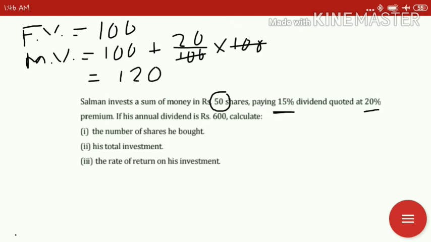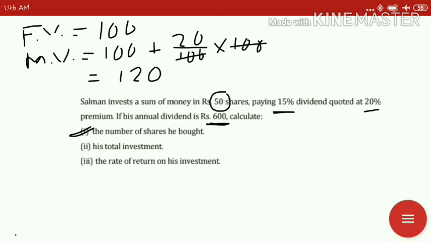Now here the annual dividend is also given, rupees 600. The number of shares he bought is needed. From the very beginning, in the previous questions, I have shown that I found the number of shares using the simple formula investment by market value. But here the investment is not given. Instead, the annual dividend is given. So we will use the dividend formula: dividend equals face value into number of shares into rate of dividend.